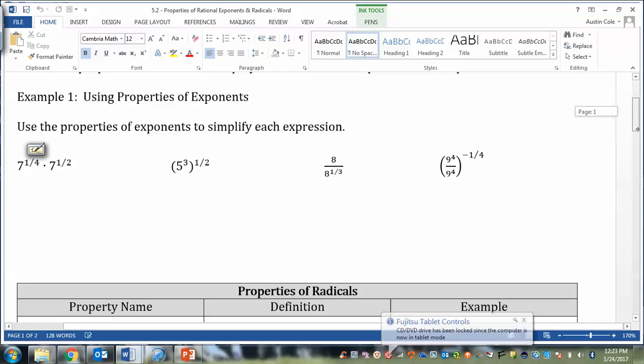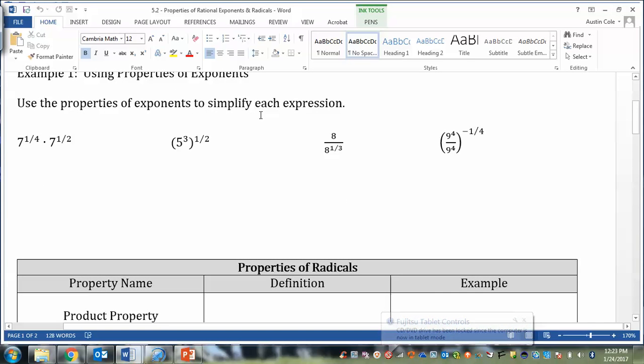So example 1 here, it says use properties of exponents to simplify the expression. So we're doing the same things that we were doing on the board, except now we're going to have fractional exponents. So what do I need to do to my exponents here? What if this was 7 squared times 7 to the 4th? I would add my exponents. So just because they're fractions, it doesn't change what we need to do. We need to add them.